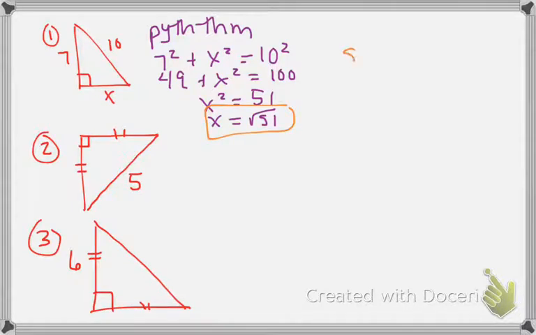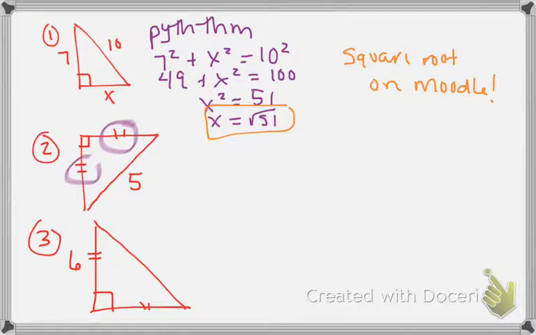Now if you need square root practice, I have square root videos on Moodle. That was back in chapter 5. Now example number 2. What you want to notice is that there are two congruent legs in this right triangle, which makes this a 45, 45, 90 triangle.